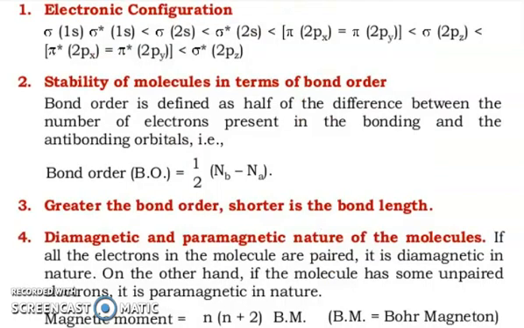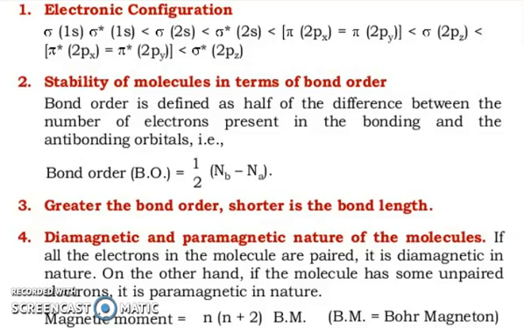So, characteristics of molecular orbitals. Electronic configuration: sigma 1s, sigma star 1s, sigma 2s, sigma star 2s, pi 2px equal to pi 2py, sigma 2pz, and pi star 2px equal to pi star 2py, sigma star 2pz. Stability of molecules in terms of bond order. Bond order is defined as half of the difference between the number of electrons present in the bonding and anti-bonding molecular orbitals. That is, bond order is equal to half of (Nb minus Na). Now friends, the greater the bond order, the shorter is the bond length.